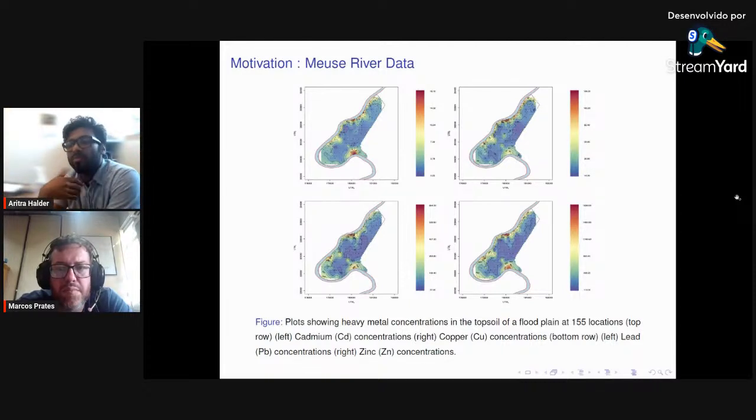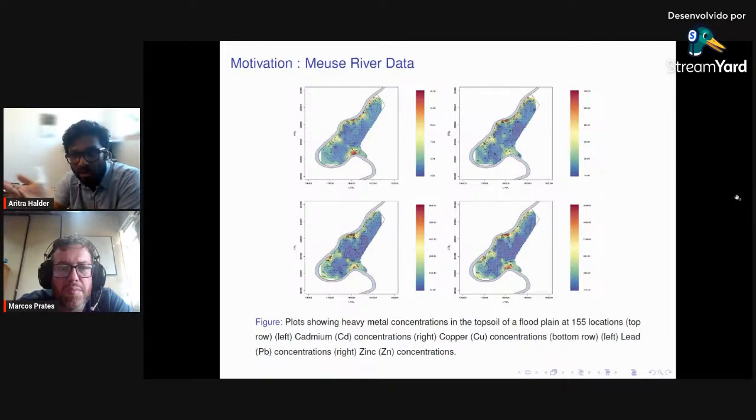Now, these river plains are very fertile regions. These river plains are used for grazing cattle, they're used for growing crops. So indirectly, these heavy metals enter the human diet or the diet of the cattle, right? And you end up seeing diseases that affect your cattle or humans, right? So you really want to have a good quantification of how far from the riverbed you would want to go if you would want to graze cattle or grow crops.